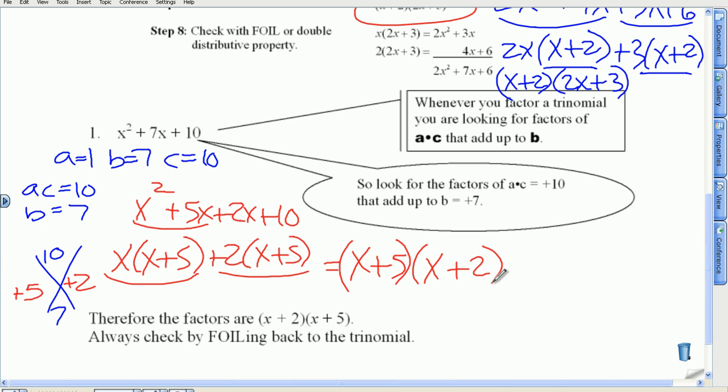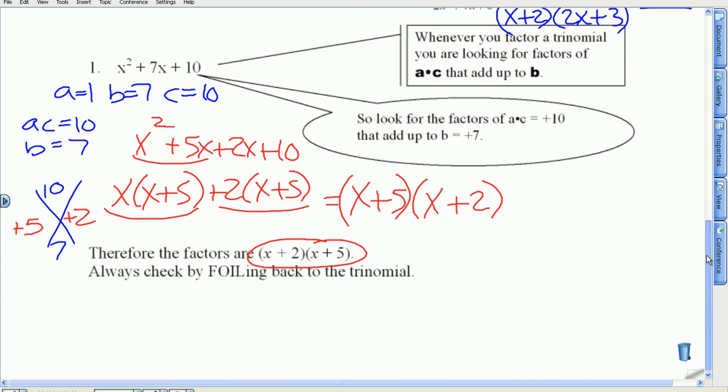Alright. Now you notice I had the solution to this problem written beforehand. The terms are reversed, but remember multiplication is commutative, so the order in which you have those terms written down does not make any difference. You can always FOIL to check your work, make sure you did it correctly.